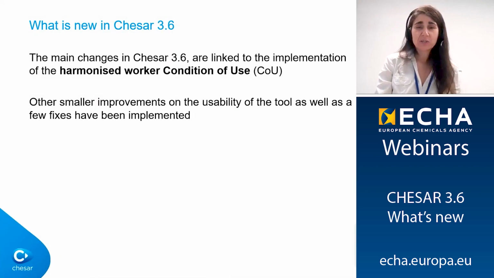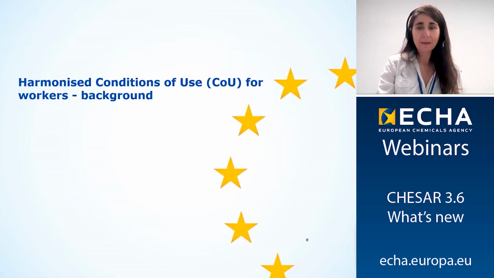Basically, what has changed mainly in Chesar 3.6 is the implementation of the harmonized worker conditions of use. As in all other Chesar releases, other smaller improvements on the usability of the tool, as well as a few fixes, have been implemented as well. But before discovering what has been implemented in Chesar, let's make a step back and summarize what has been done in the context of the harmonized worker conditions of use.